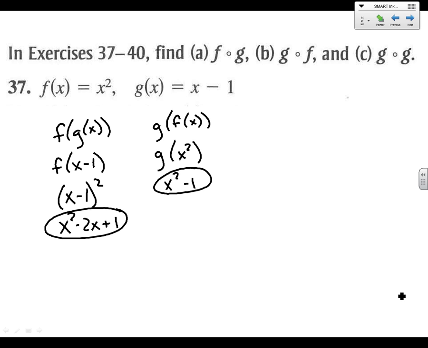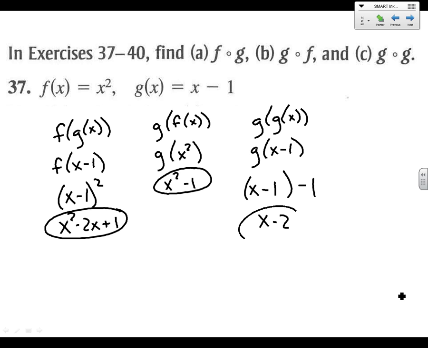Final answer. Now g of g, we don't have to compose with separate functions. We can do it repetitively on itself. G of g of x is going to be g of x minus 1. And so wherever we had x before, we plug in x minus 1, and then minus 1. So we'd have x minus 2.